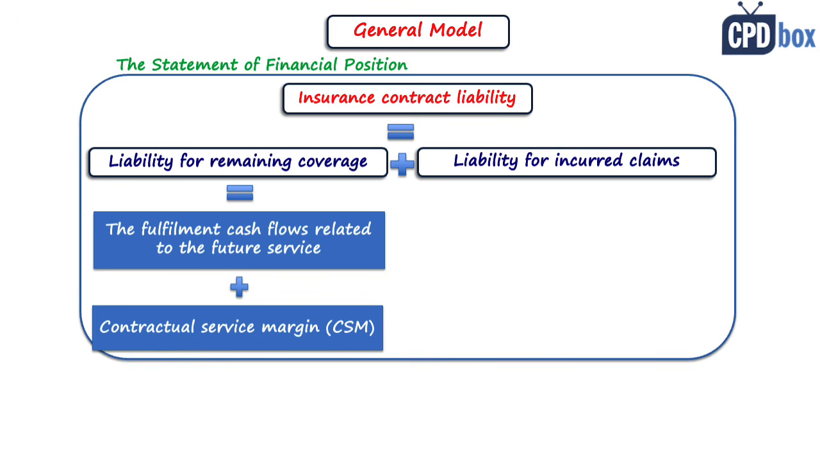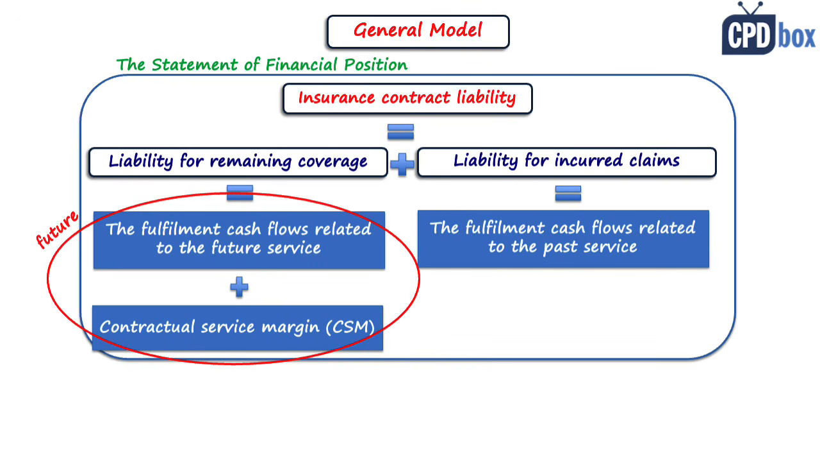Let me explain here that the liability for the remaining coverage relates to the future service. So the insurer must estimate a lot because we don't know the future. On the other hand, liability for the incurred claims equals fulfillment cash flows related to the past service. And here we are basically looking at the past, which has already happened. And the insurer has more clarity about that because he usually knows what insurance events took place and how much it would have to reimburse to its policyholders.